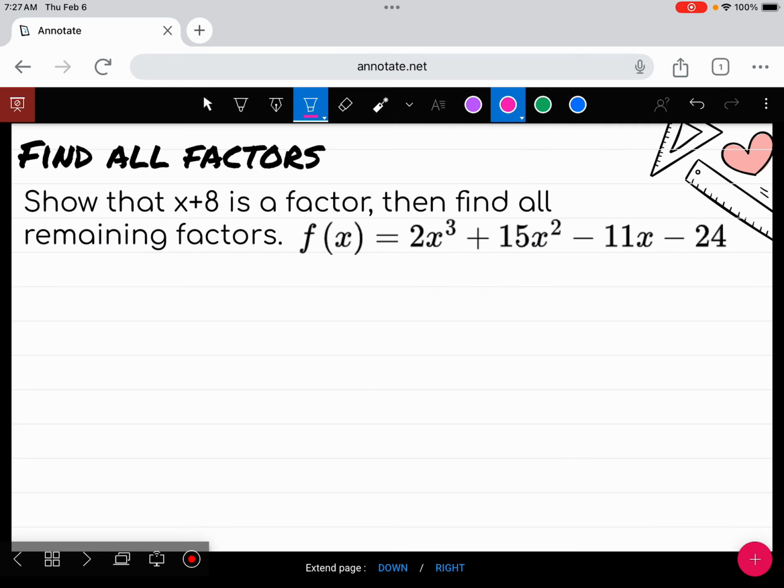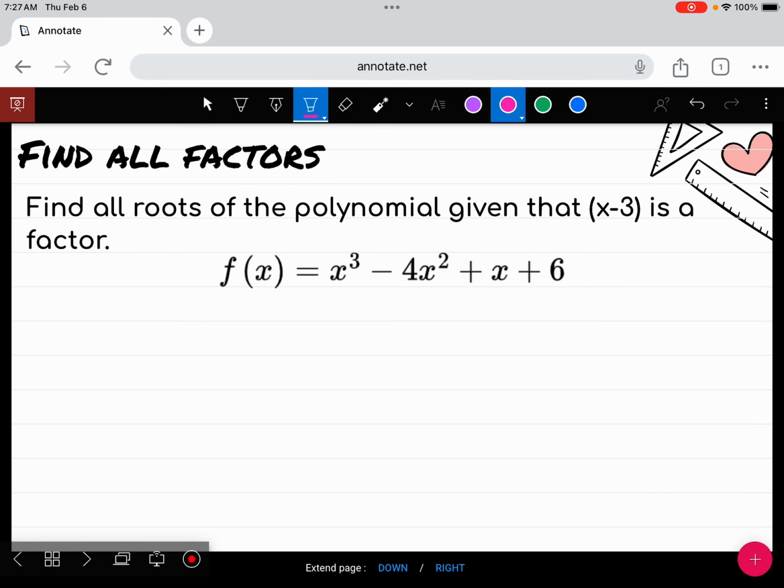Okay? What we're going to be working with today is we're going to continue working with the find all factors stuff. That's the one we did yesterday. This one.